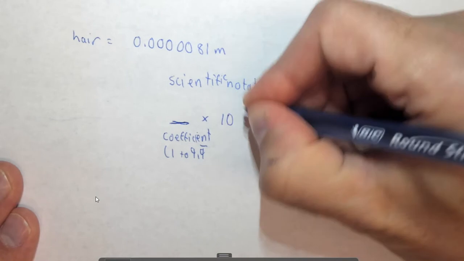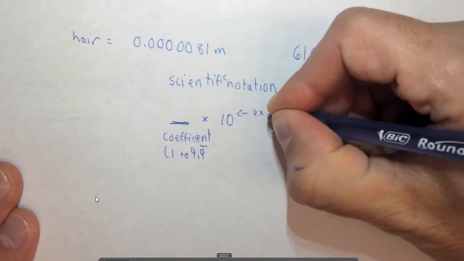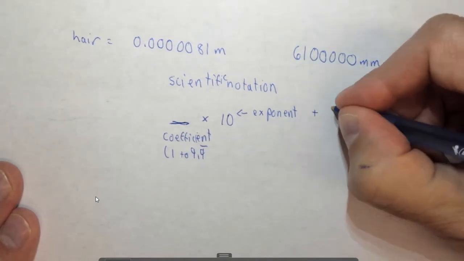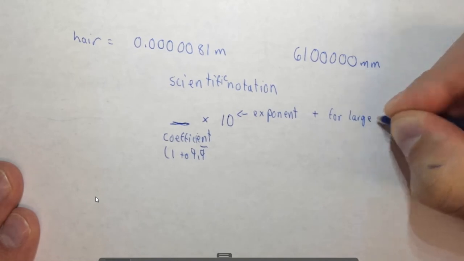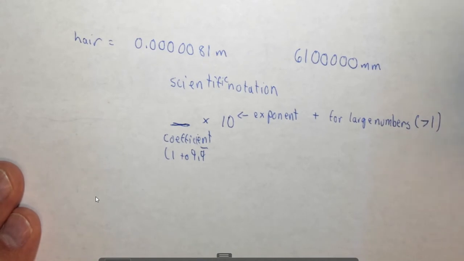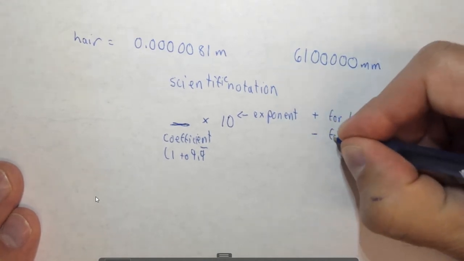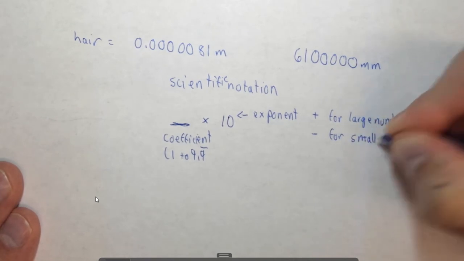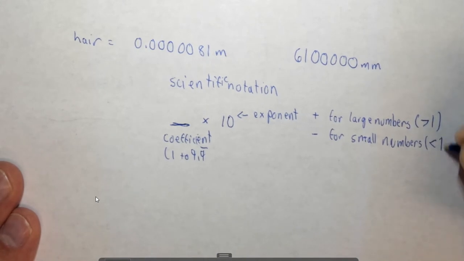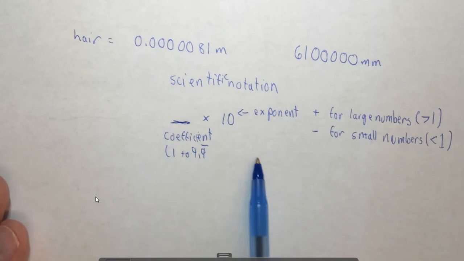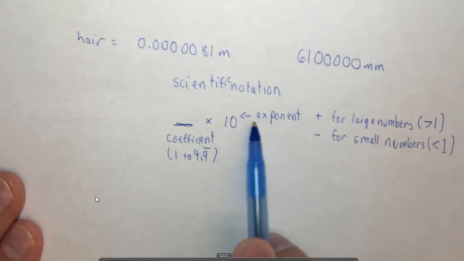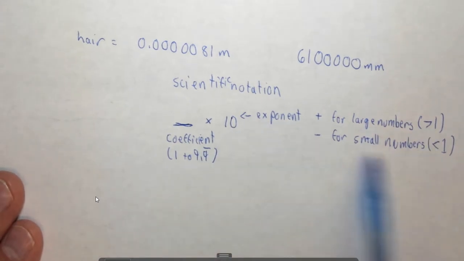Then we have times 10, and up here we have an exponent, so a superscripted number, which is positive for large numbers, and here we define large numbers as greater than 1, and negative for small numbers, which here we define as less than 1. So these are the components. So we have a coefficient, which must be between 1 to 9.9 repeating, times 10 to some exponent, which is positive for large numbers and negative for small numbers.